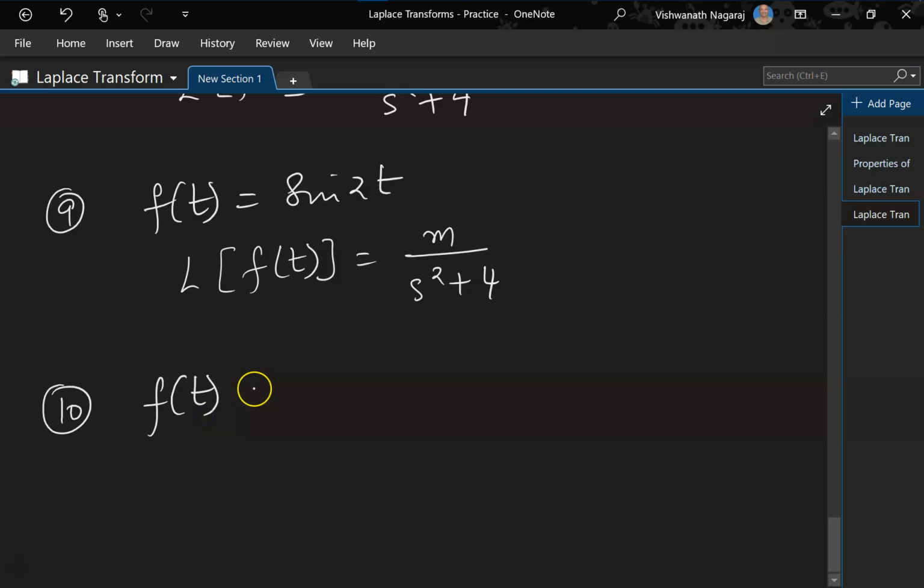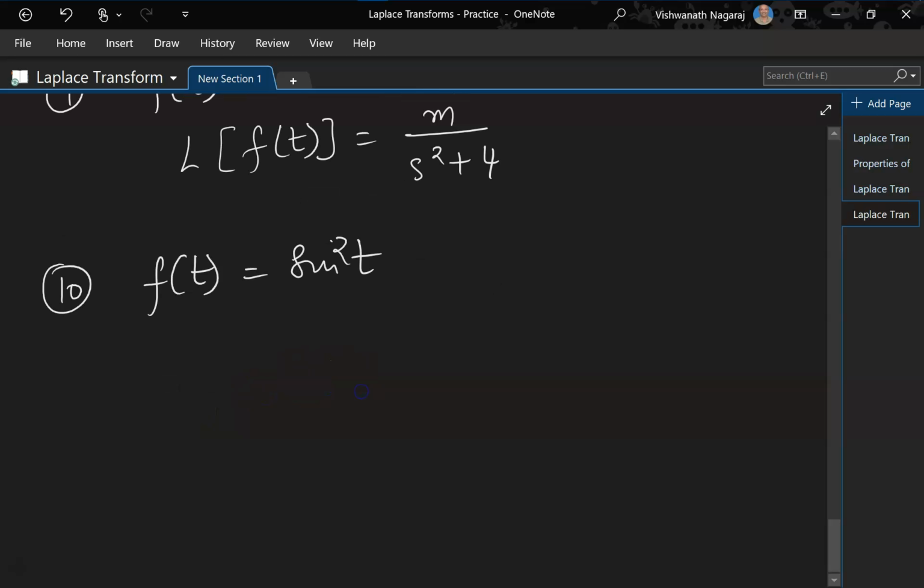f of t is equal to sine square t. Now we know sine mt, right? We know cos mt, but we don't know the square of sine t. So it would be better if we can convert it into cos 2t or sine 2t. Okay, let's convert it into cos 2t. That would be 1 by 2 times 1 minus cos 2t.